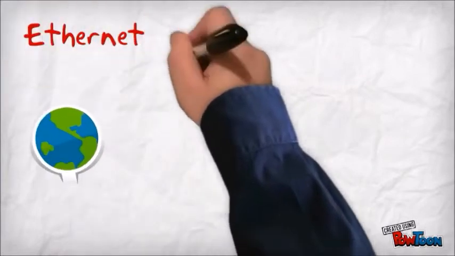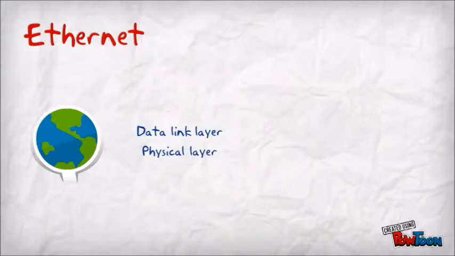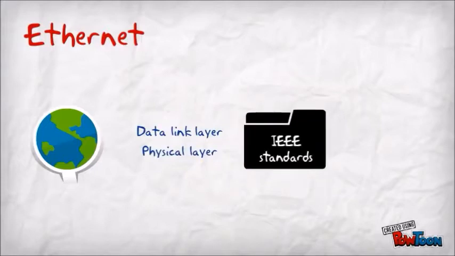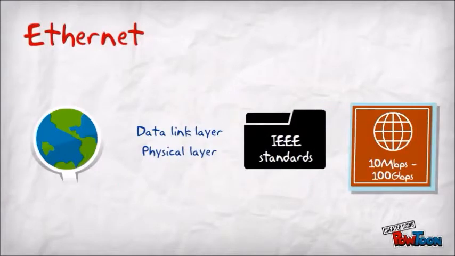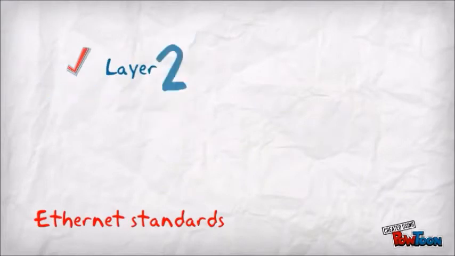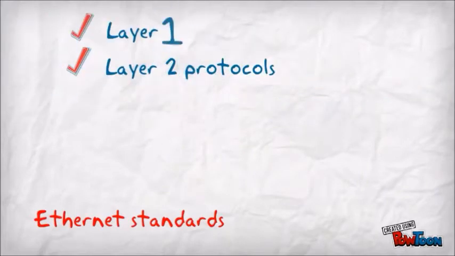Ethernet is the most widely used LAN technology. It operates in the data link layer and the physical layer. It is a family of networking technologies that are defined in the IEEE 802.2 and 802.3 standards. It supports data bandwidths from 10 Mbps to 100 Gbps. Ethernet standards define Layer 2 protocols and Layer 1 technologies.